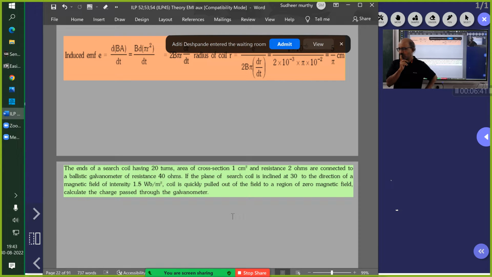Sir, can you explain the ballistic galvanometer once again? It depends upon the charge, the maximum charge that is flowing at that time, not the current. Okay, sir. But again, charge per unit time is current only.